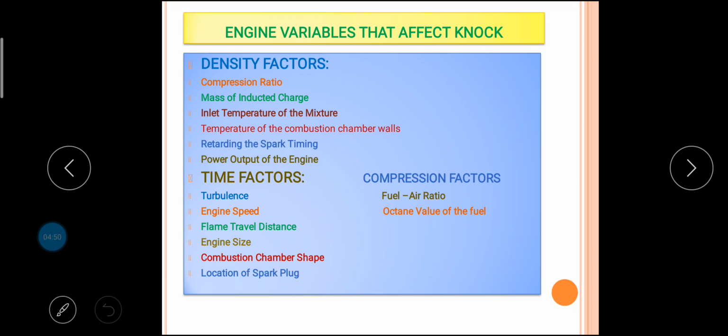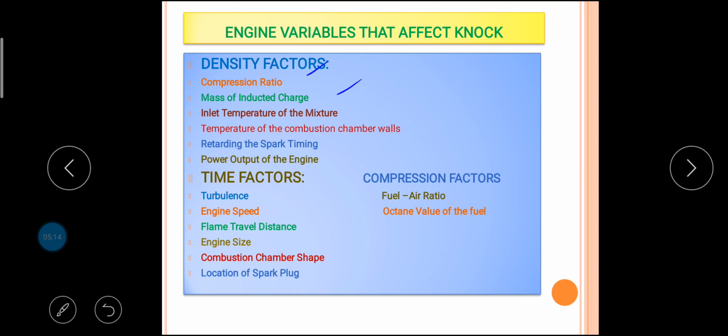The overall increase in the density of the charge due to higher compression ratio increases the pre-flame reactions in the end charge, thereby increasing the knocking tendency of the engine. The increase in the knocking tendency of the engine with increasing compression ratio is the main reason for limiting the compression ratio to a lower value.